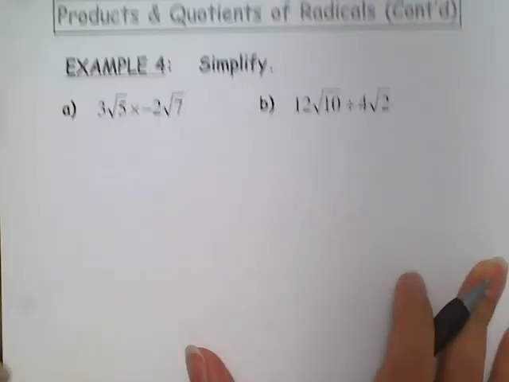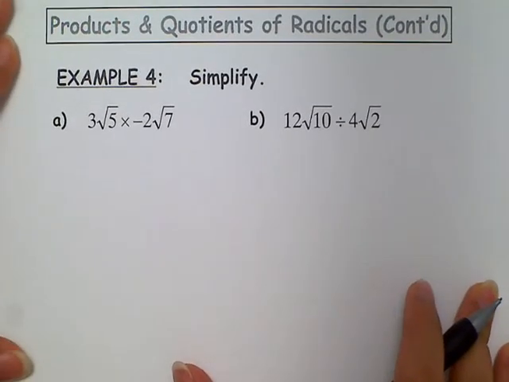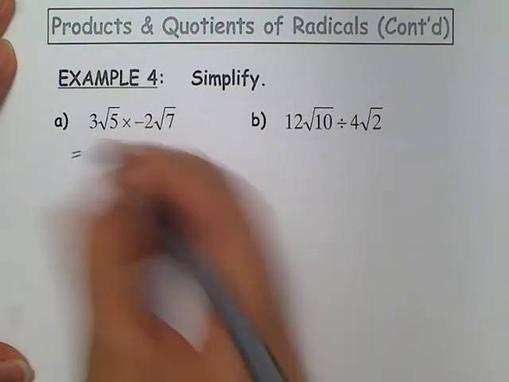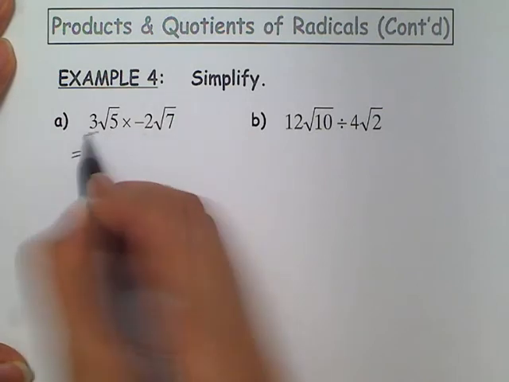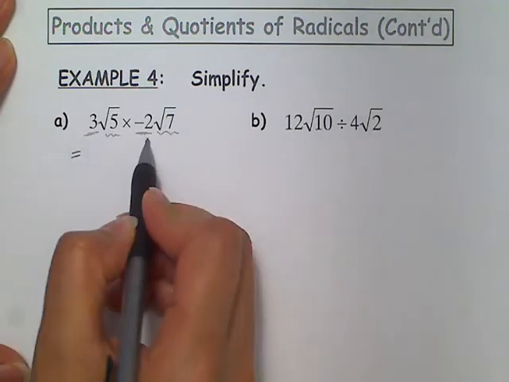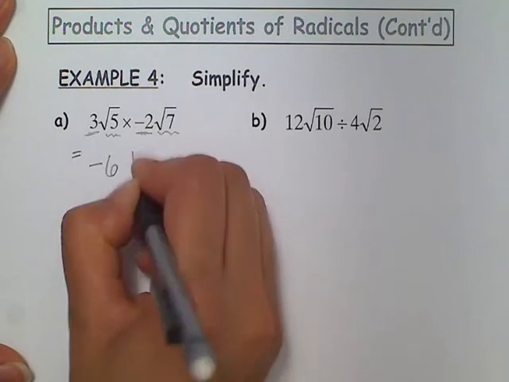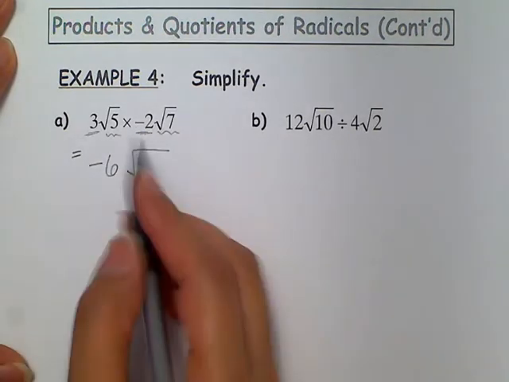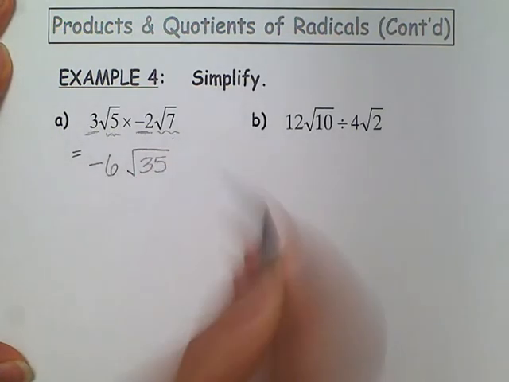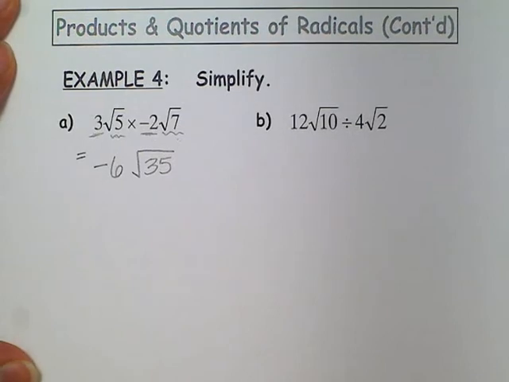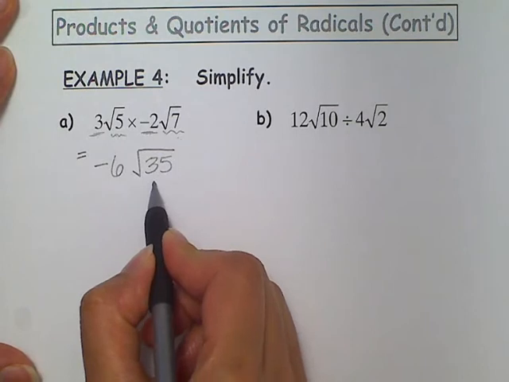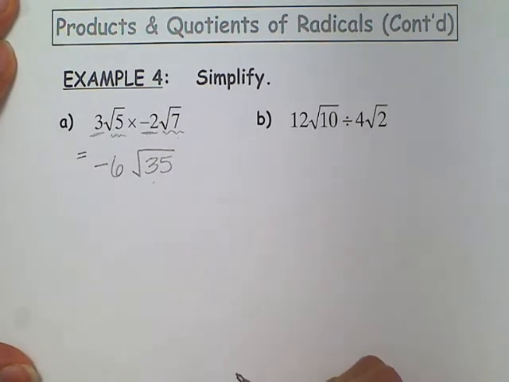Okay, let's look at some examples. In these examples, we are just simplifying. So we have 3 times the square root of 5 times negative 2 times the square root of 7. We're going to multiply the coefficient parts and then multiply the radicand parts, just like we talked about earlier. So 3 times negative 2 gives me negative 6. And now I'll look at the radicand part. I have the square root of 5 times the square root of 7. So 5 times 7 is 35, and that goes underneath the radical part. And again, if you can simplify this, you would continue to simplify it further. And I know that 35 has no perfect square factors. So that's as far as we can go with the first question.